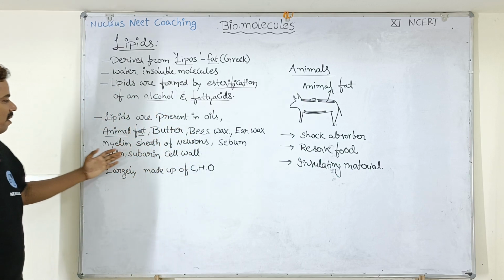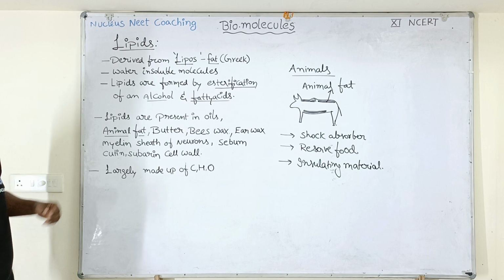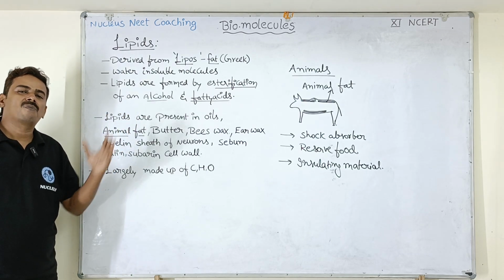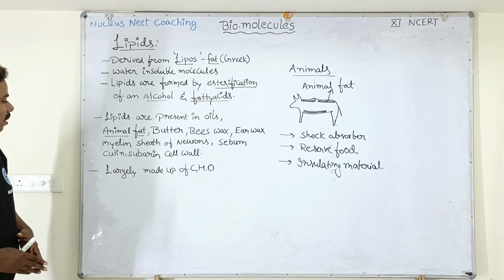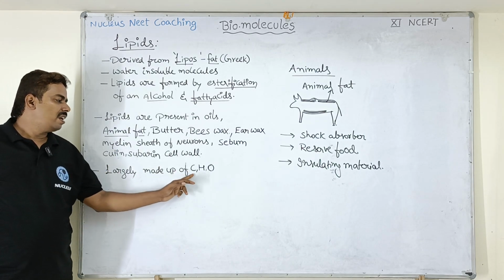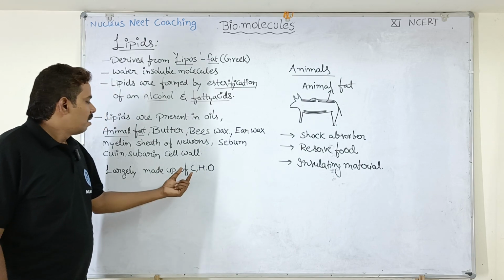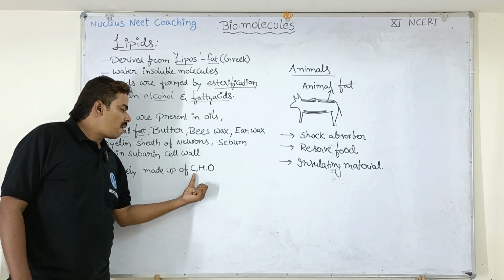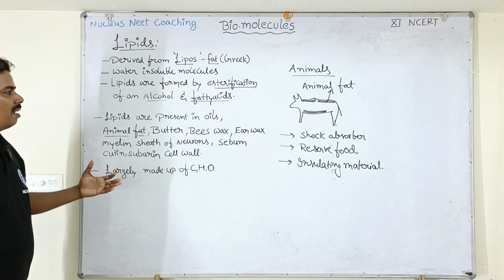These are some of the roles of lipids in living organisms. Still, there are plenty of roles of lipids in living organisms. We will discuss them in a moment. Lipids are largely made up of three different elements: carbon, hydrogen and oxygen. Majorly they are made up of these three elements.